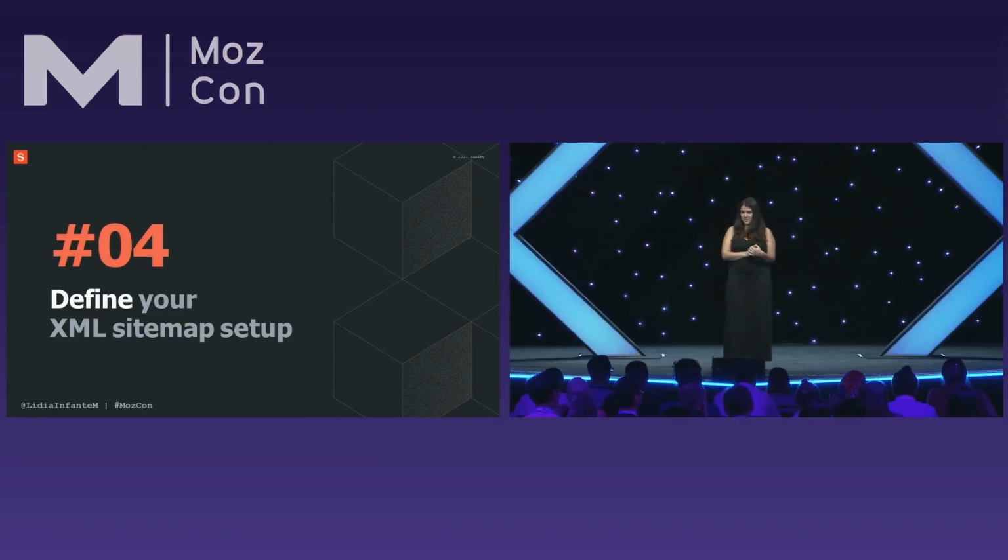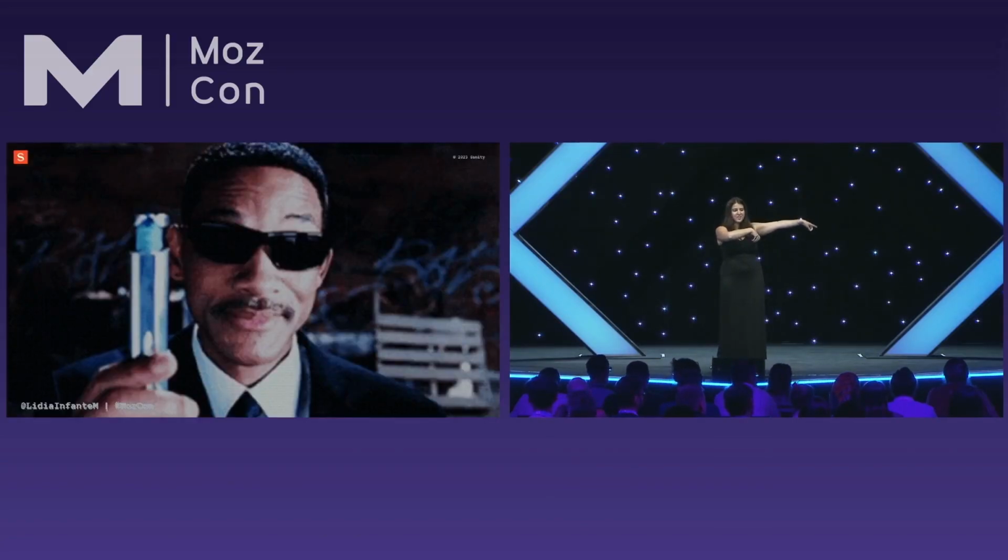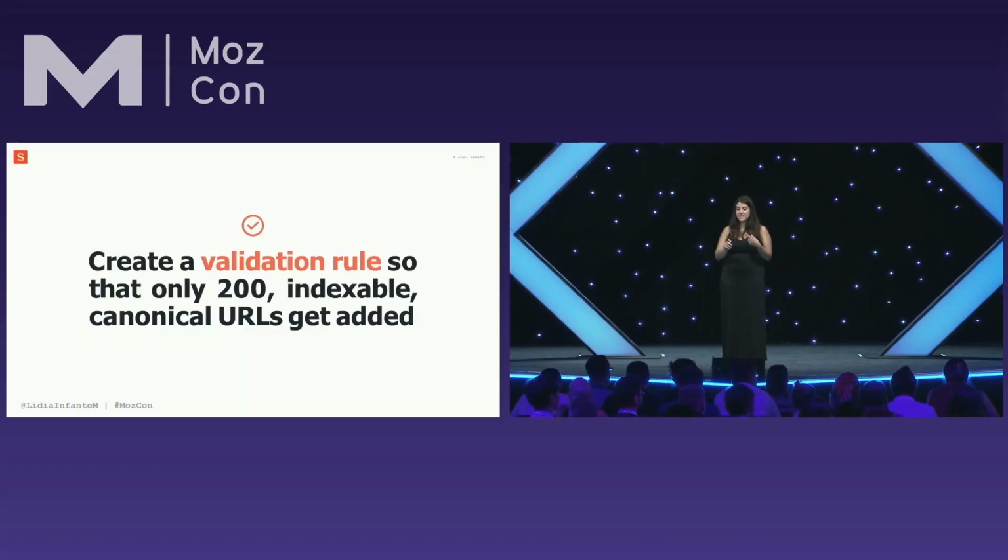And speaking of sitemap bamboozlements, you're going to have to determine and define your XML sitemap setup. This beautiful thing that we get done on some traditional CMSs, forget about it. You're not going to get it. You're going to need to create a validation rule so that only 200 indexable canonical URLs get added. Otherwise, you're going to end up like me with a broken international site. You have to be quite explicit as well.